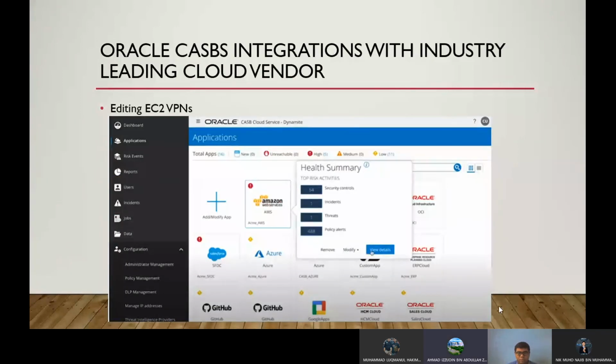Example of Oracle CASB integration with industry-leading cloud vendors. For example, Amazon Web Services. Oracle's CASB integration with AWS includes a number of out-of-the-box key security indicators to build policies. One of these is editing your EC2 VPNs. Next.